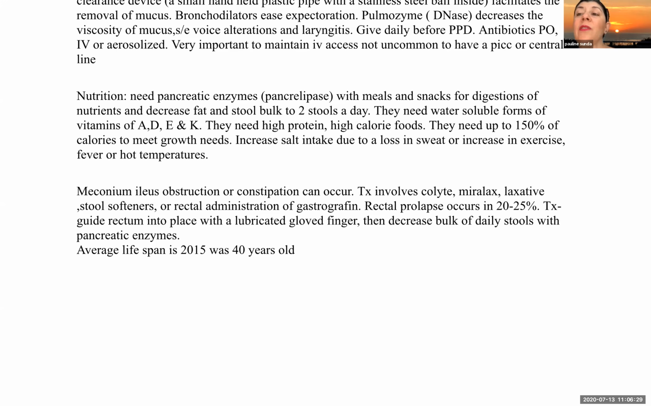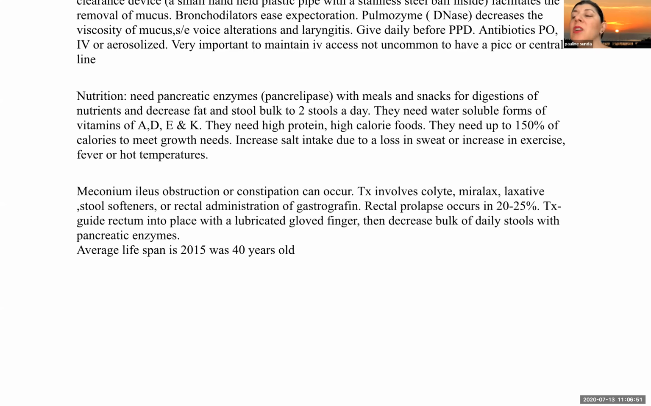They may actually need up to 150% of the calories to meet their growth needs. They may need an increase in salt intake due to a loss in sweat or when there is an increase in exercise, fever, or hot temperatures. Meconium ileus obstruction or constipation can occur. Here, treatment involves GoLYTELY, Miralax, and laxatives, stool softeners, or even rectal administration of Gastrografin.